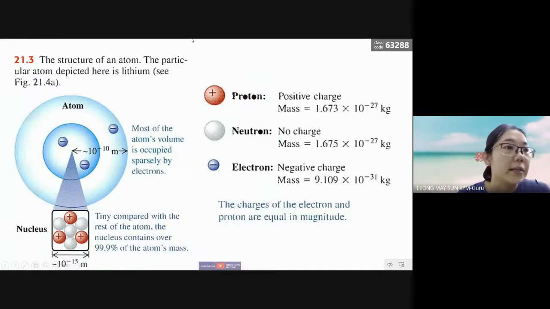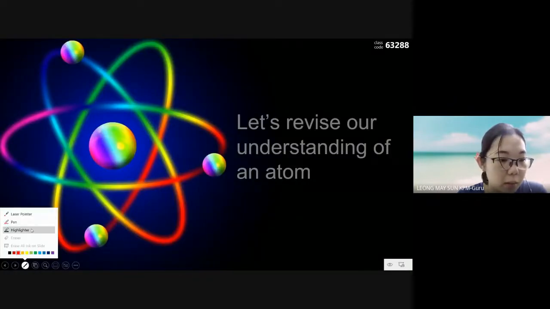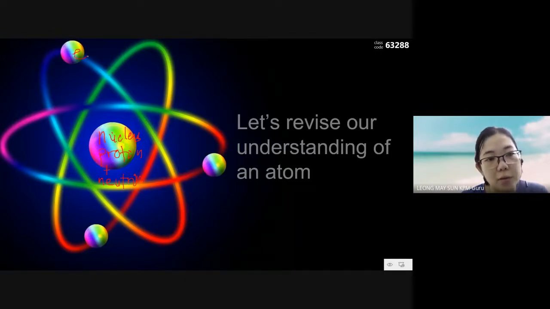For an atom structure, like for example this, what we understand is that in the middle we have a very tiny nucleus in comparison to the electrons. We have our nucleus in the middle here. In the nucleus, we will have protons plus neutrons. And then we have the electrons orbiting around.